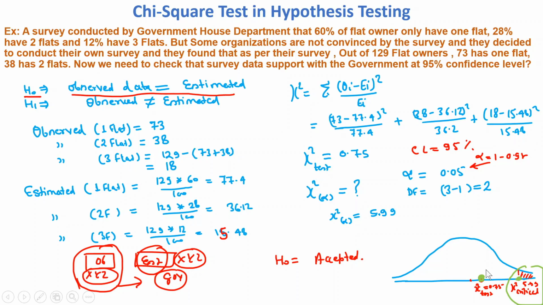It means it is coming inside the acceptance zone, so we will accept the null hypothesis. It means our observed value and estimated value are almost close to each other, and this is called goodness of fit. So that's it for today.